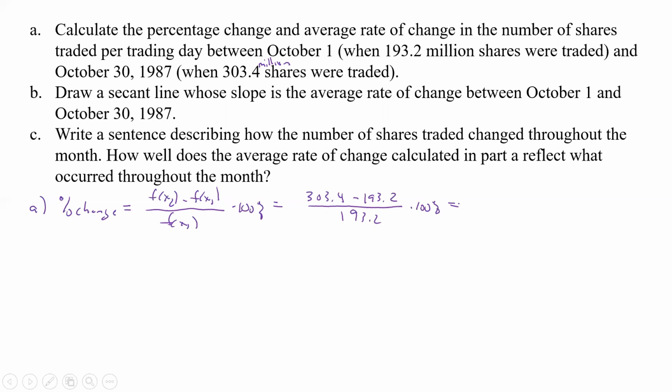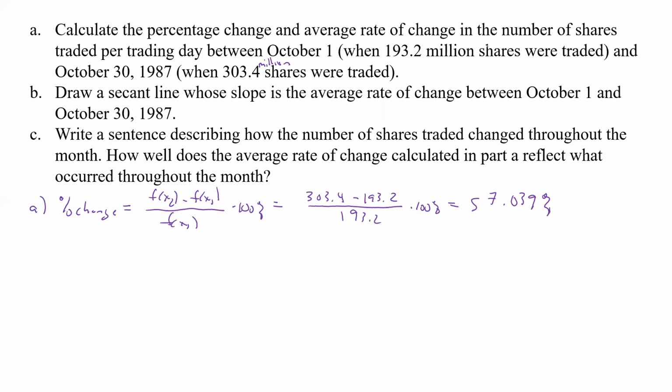Now, I'm just going to plug that in my calculator. So I get 303.4 minus 193.2 divided by 193.2, then times 100. And so I get 57.039%. So 57.039%. Okay, so that's going to be my percent change.